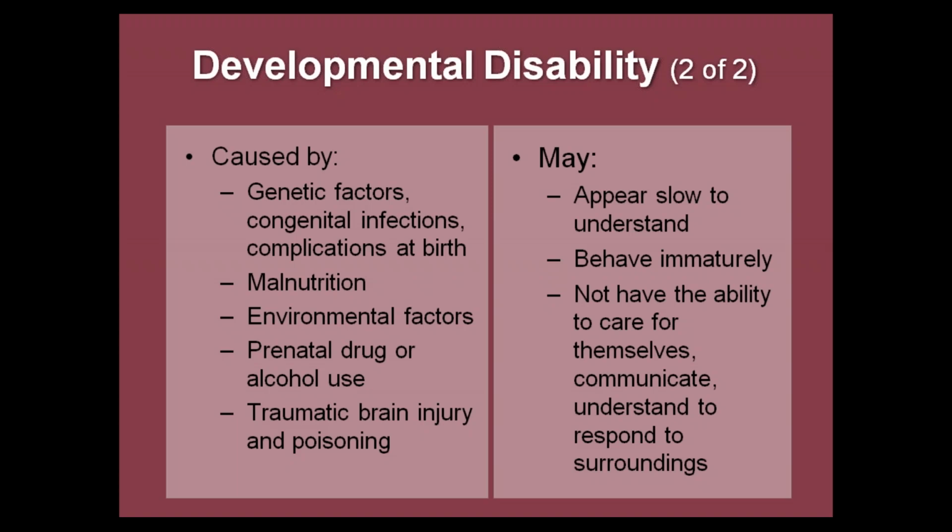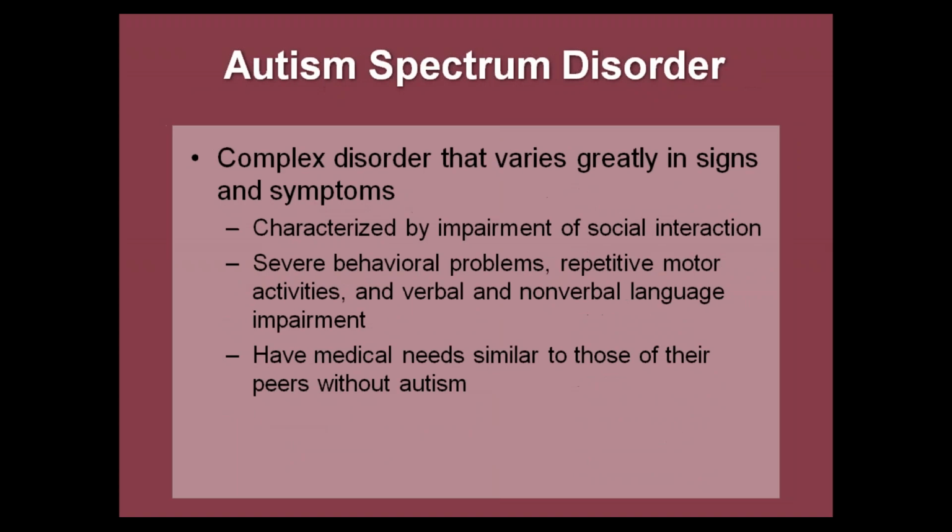The patient may appear slow to understand, may behave immaturely, so they may not be behaving like you would expect them to behave. They may not have the ability to care for themselves, may not be able to communicate or understand or even respond to their surroundings appropriately. And they could have difficulty adjusting to change or a break in routine. As soon as their routine is disturbed, something that they're normally used to, it could cause them to have a mental breakdown or even physical outbursts.